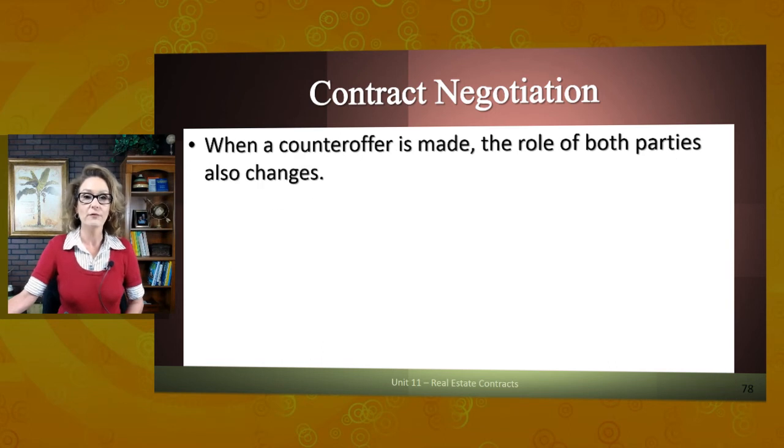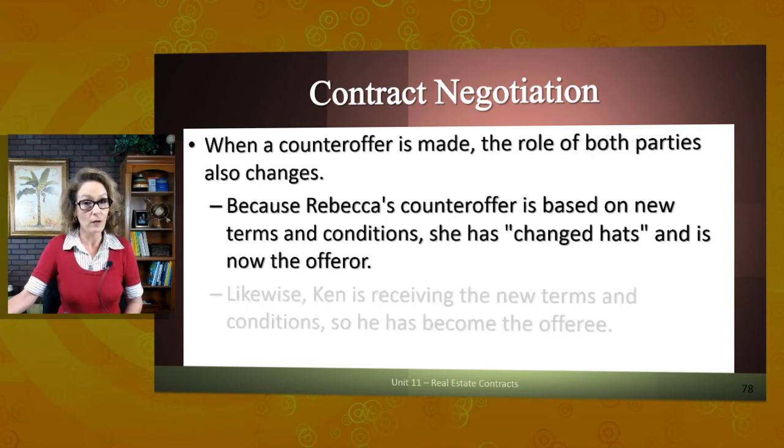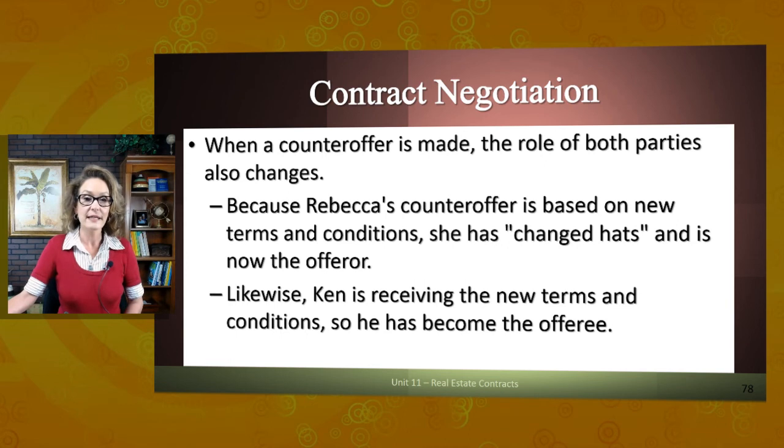When a counteroffer is made, the role of both parties also changes. Because Rebecca's counteroffer is based on new terms and conditions, she has changed hats and is now the offeror. Likewise, Ken is receiving the new terms and conditions, so he becomes the offeree.